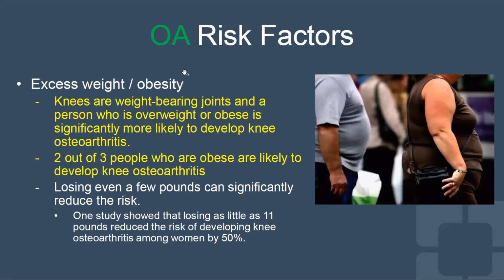Excess weight and obesity. So knees and hips are weight-bearing joints. So when a person is overweight or obese, they are significantly more likely to develop knee OA. 2 out of 3 people who are obese are likely to develop knee osteoarthritis. So our biggest push with therapy, with strengthening, is also maintaining a healthy weight, because even a few pounds can significantly reduce the risk. One study showed that losing as little as 11 pounds reduced the risk of developing knee osteoarthritis amongst women by 50%.